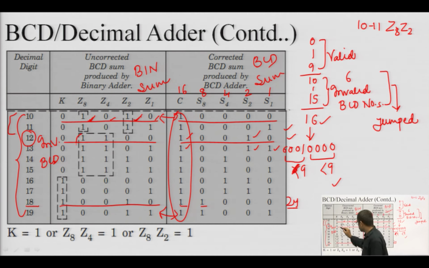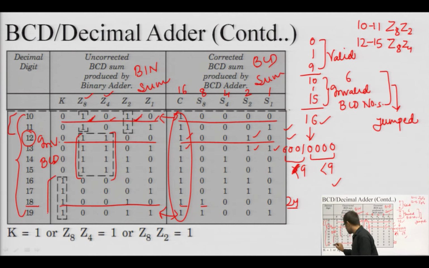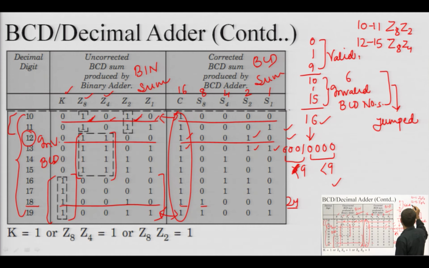Similarly, for the next 4 cases we can see that these are the high inputs which are consistently high and not changing. So, these are Z8 and Z4, for 12, 13, 14 and 15. So, for 12 to 15 we can have the expression Z8 Z4. And for the last 4 cases, 16, 17, 18, 19, we can see that this thing is not changing at all, which means it is equivalent to K. So, for 16 to 19 I have the expression K.